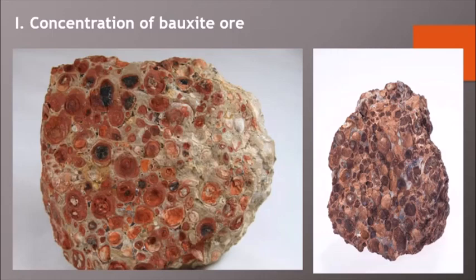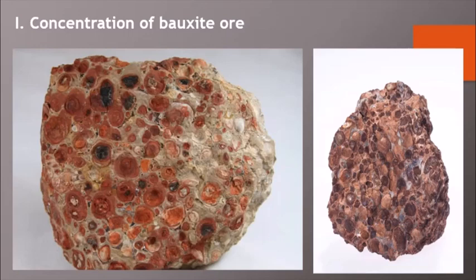The first step in the extraction of aluminium is the concentration of bauxite ore. Bauxite contains impurities like silica, ferric oxide and titanium oxide. All these impurities should be separated to get the aluminium. These impurities can be separated with two processes, either by Bayer's method or by Hall's method. We will now see both the methods.